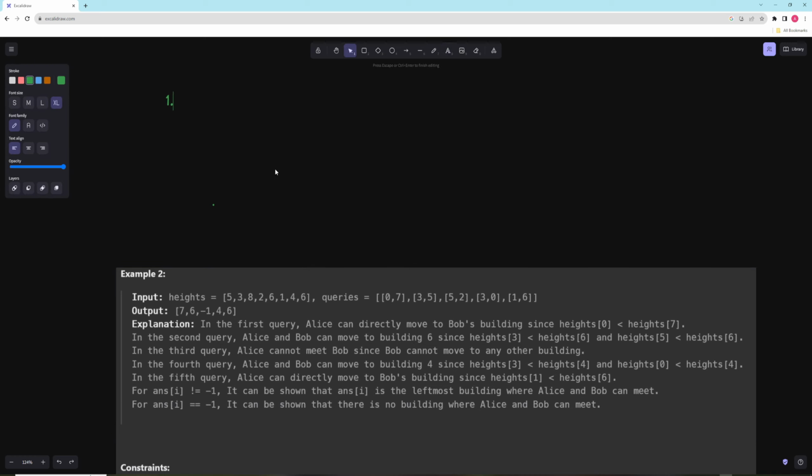Type 1, they are in the same building. That's really easy, right? If a query is like 5, 5, they are already in the same building, so we can just return that building.